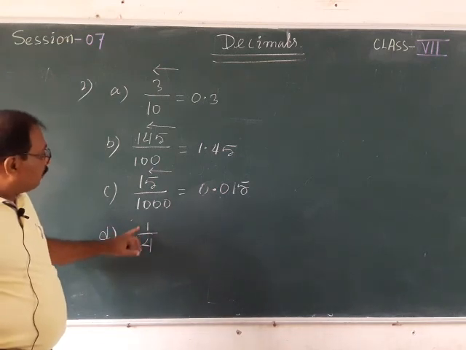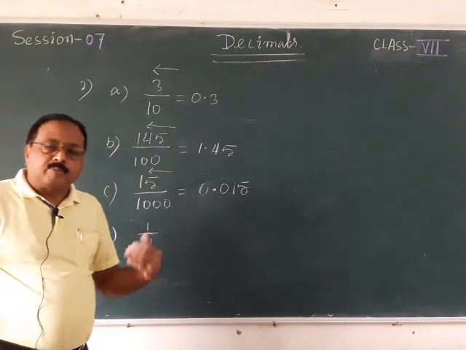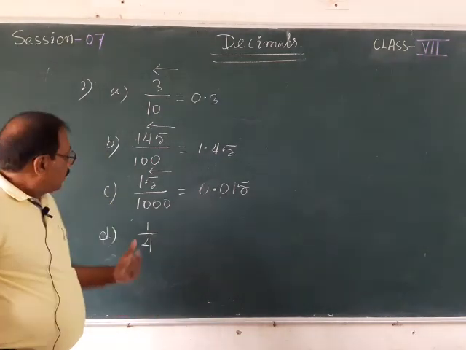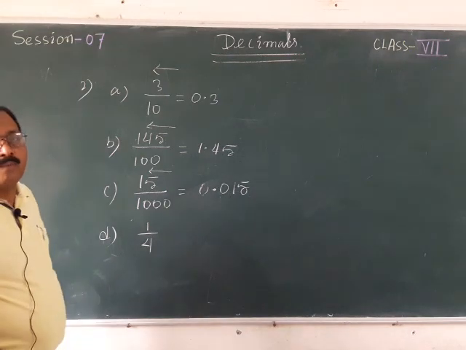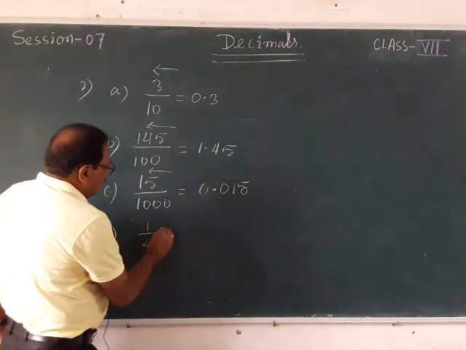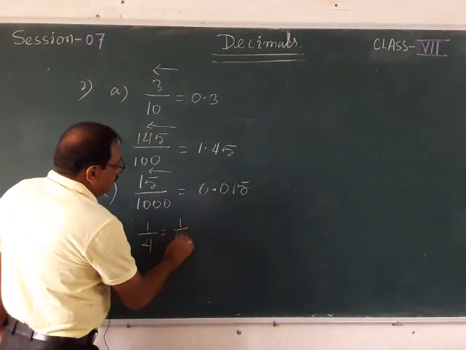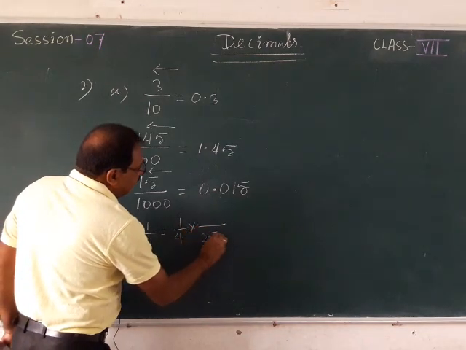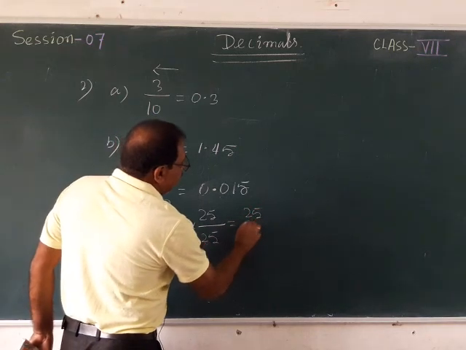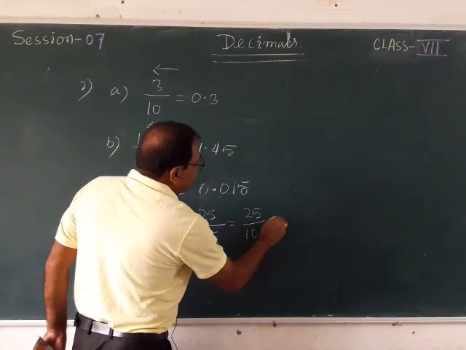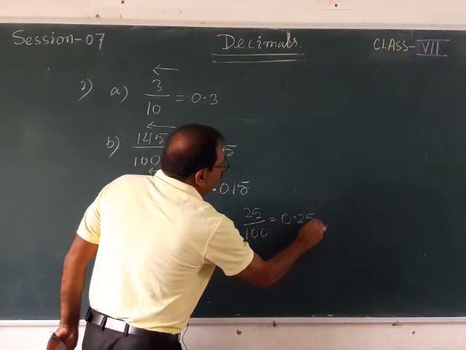It is simply 1 by 4. As you are aware, you can divide it, but without division also you can write the decimal form. How? Let me show you. If in 1 by 4 I multiply by 25 and divide by 25, then this number becomes 25 upon 100, and then I can write it as 0.25.